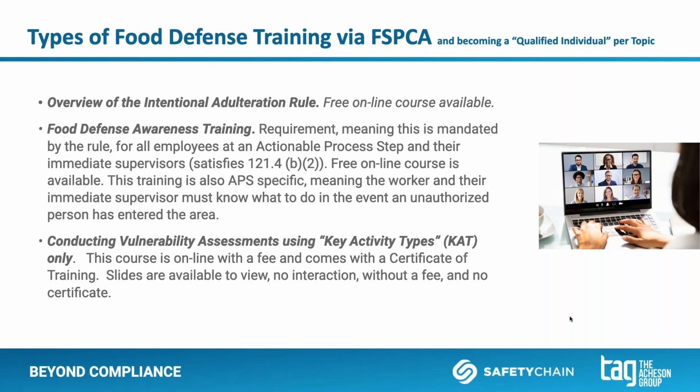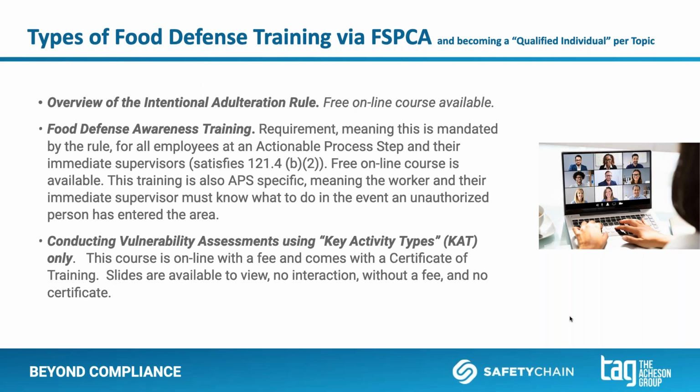And this is actually the only training that's called out in the rule as required. The rule requires training for any person who works at an actionable process step, or an APS, and their immediate supervisor. They also have to know what to do if an unauthorized person comes into that area, and what kind of mitigation strategy would have to be applied. So that's the one type of training that's actually required. They have to take it, and it has to be documented that they have taken it. It's free. You can take it on the FSPCA website, and they can give you a certificate as well for that.